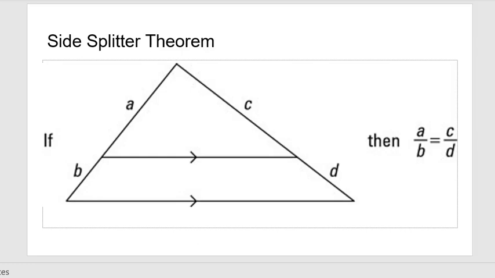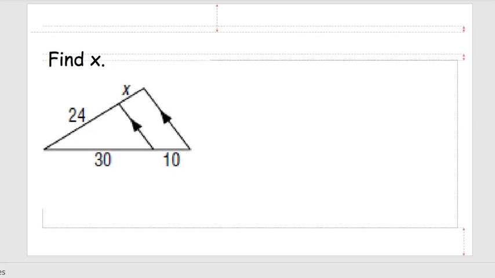Alright, so we're going to go over the side splitter theorem. What that means, guys, is if a triangle like this has a side going right through the middle, and this means parallel, this means parallel, that means that if you put A over B equals C over D, which means we can make it into a proportion. So let's look at the first problem.